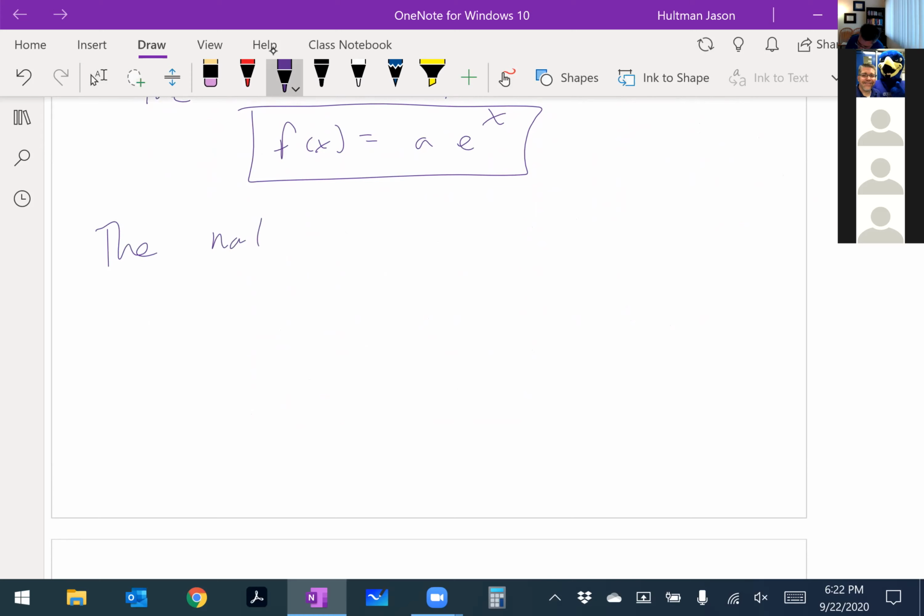The natural logarithm is the inverse of the natural exponential function.